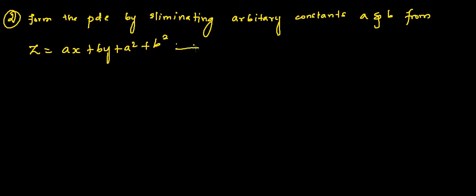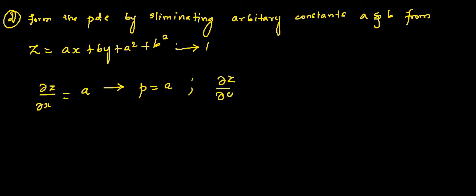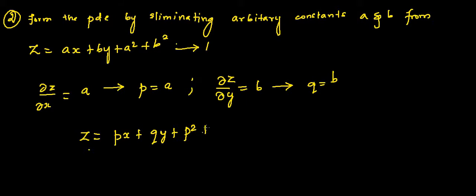Now let us take this as equation 1. So differentiating equation 1 with respect to x, we get dou z by dou x is equal to a, the other terms become 0, which implies p is equal to a. Similarly, when we differentiate this with respect to y, we get only b, other terms become 0. This is nothing but q is equal to b. So substituting this in the equation, we get z is equal to px plus qy plus p square plus q square.